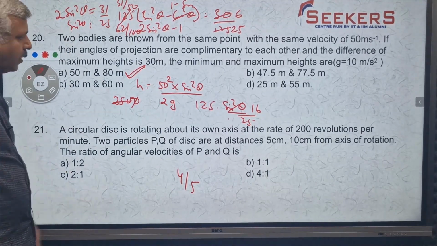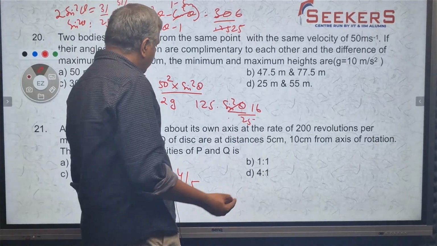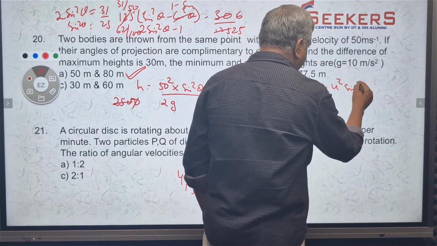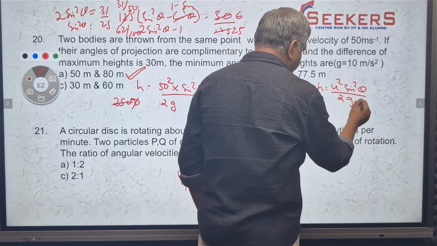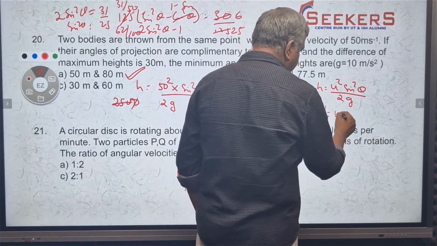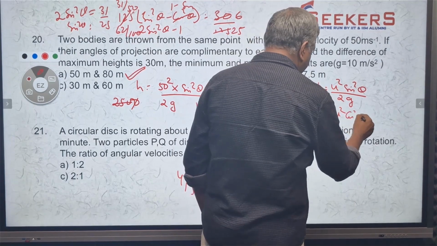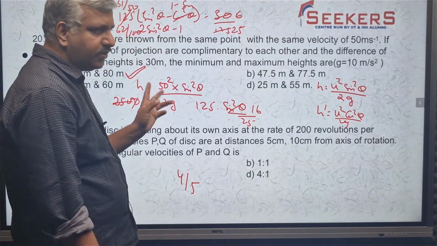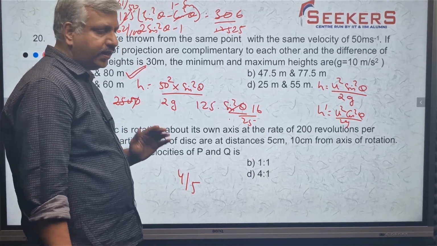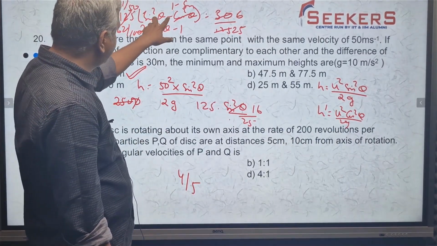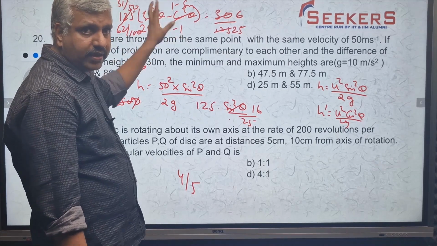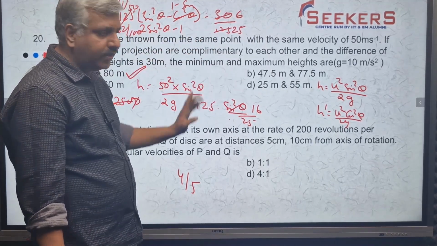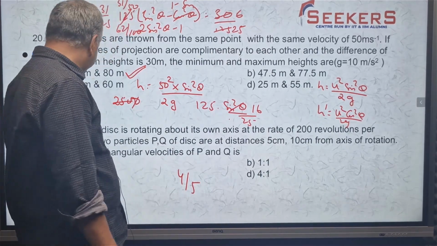So you might be wondering, what have I done here? One height is equal to u squared sine squared theta by 2g. The other height is equal to u squared cos squared theta by 2g. Why? Because the angles are complementary. Complementary means that if one is theta, the other one will be 90 minus theta. So I substituted, I got sine squared minus cos squared because the difference is given to be 30. So I found out sine squared minus cos squared and then I rearranged and then I got this answer.